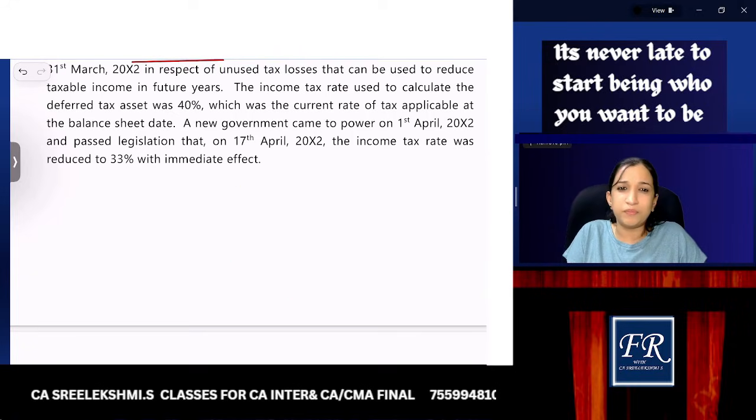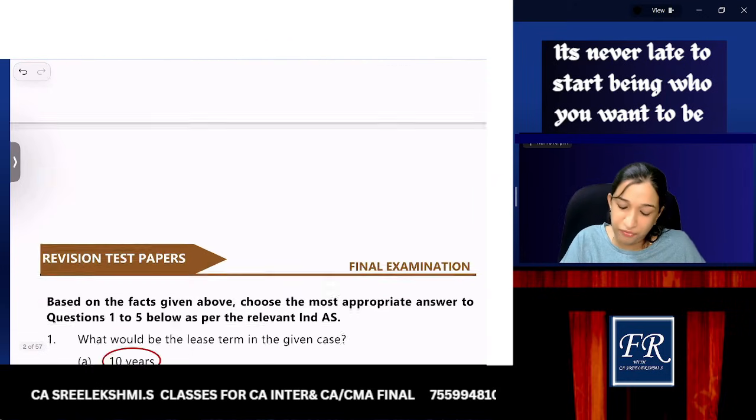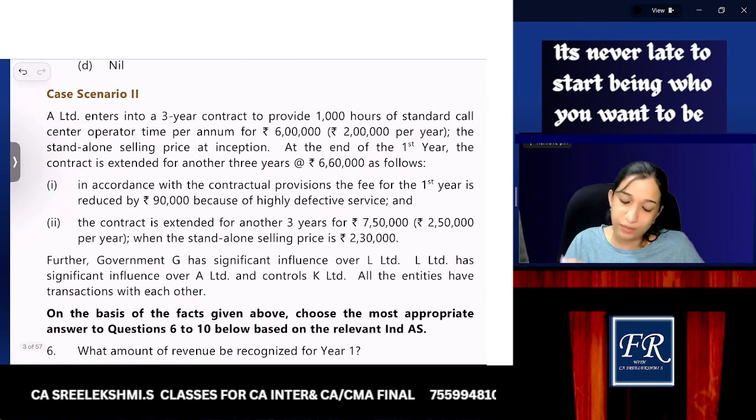So, the reporting date is 31st March 12. It's not enacted nor substantively enacted. So, we cannot consider this 33%, only 40% can be considered. Only 40%. So, what is the deferred tax rate to be considered? 40%. Easy. Case scenario number 2.